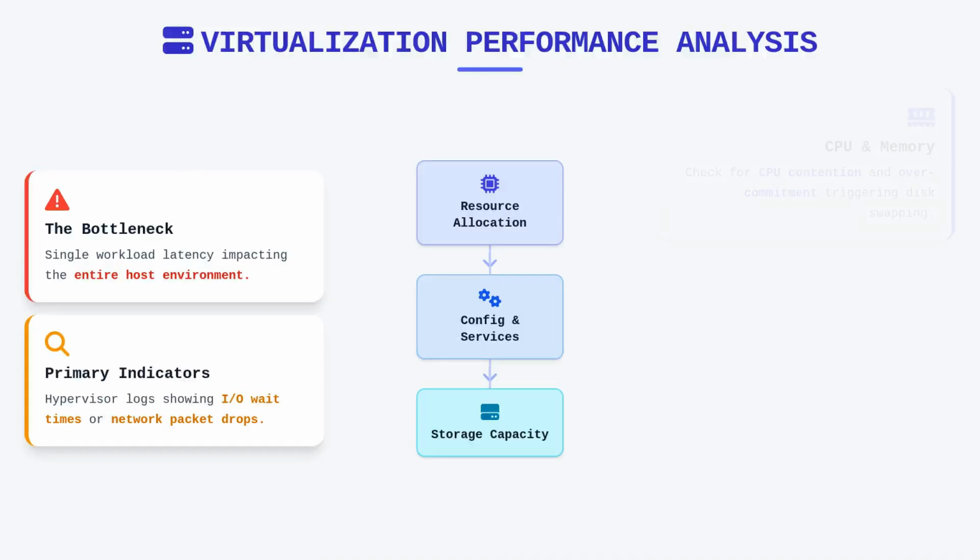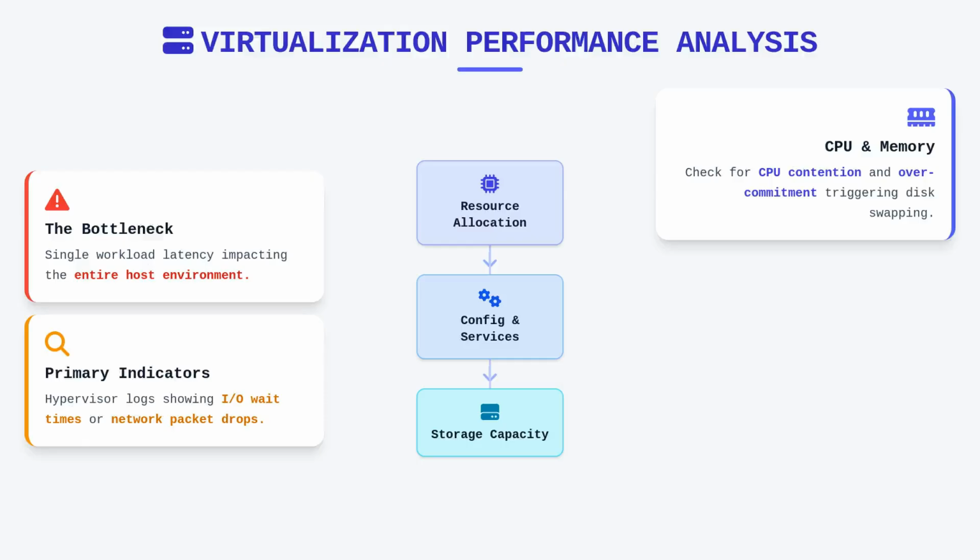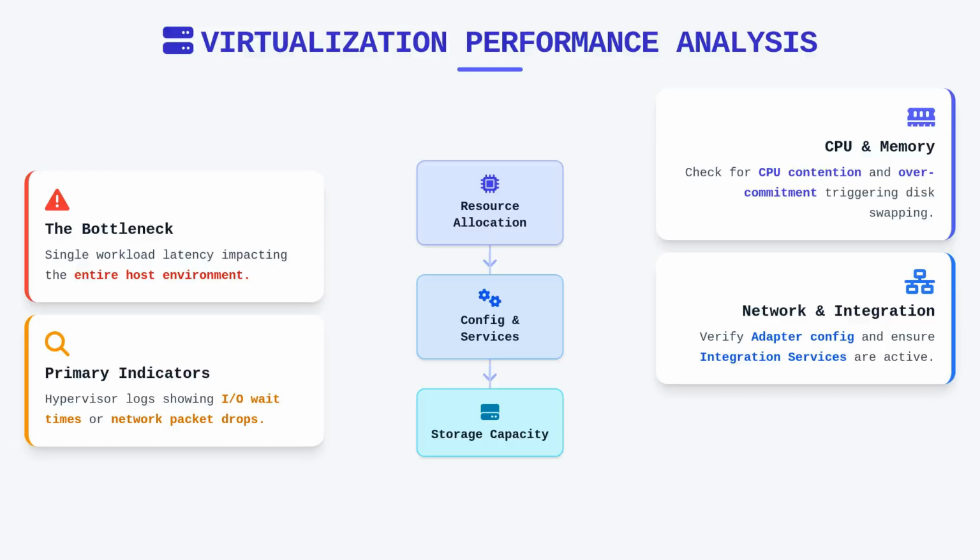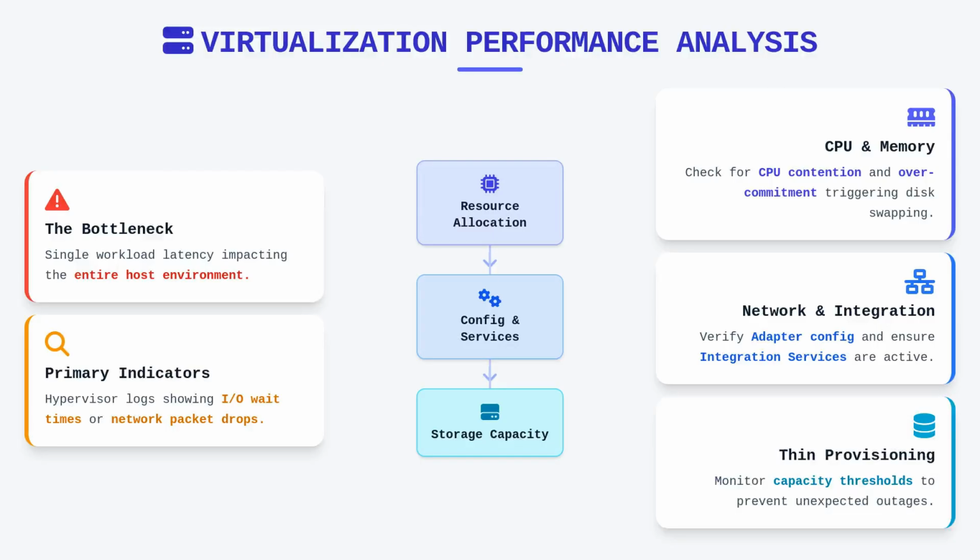You might find that the virtual network adapter configuration is incorrectly set, or that the virtual machine lacks the necessary integration services to manage the physical hardware effectively. When provisioned storage for these machines is nearing capacity, the thin provisioning settings can lead to unexpected outages if not monitored correctly. Efficient administration requires being proactive about these resource thresholds, as a reactive approach usually results in downtime that could have been avoided with better capacity planning.